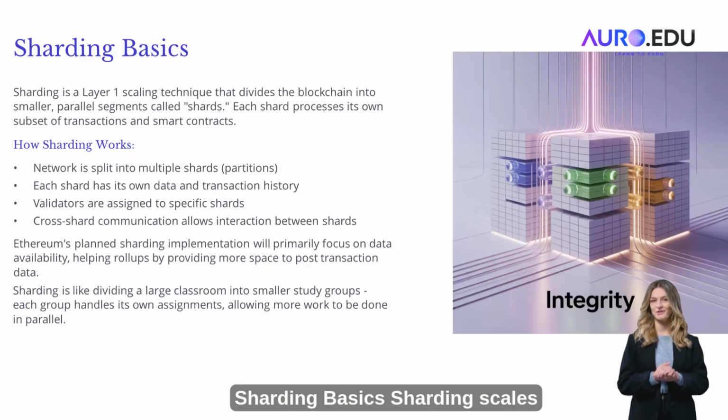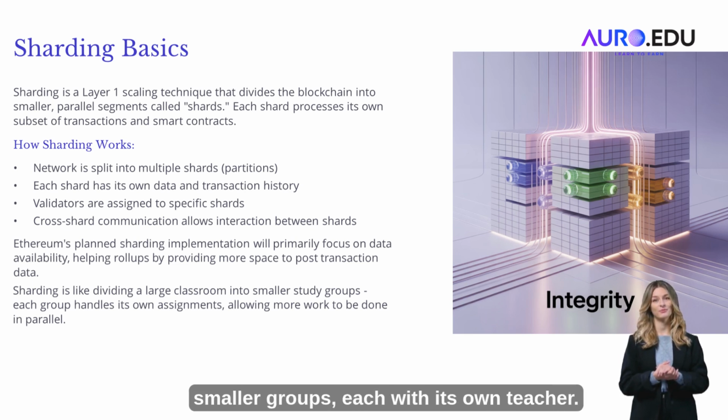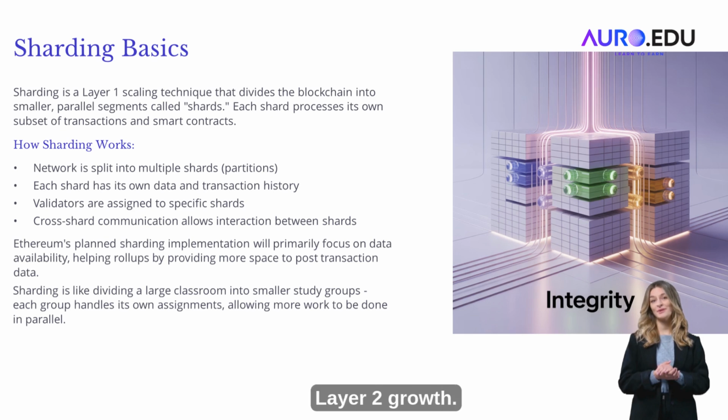Sharding basics. Sharding scales blockchains at layer 1. It splits the chain into smaller shards, each processing part of the load. This way, nodes don't handle everything. It's like dividing a big classroom into smaller groups, each with its own teacher. Ethereum plans to use sharding to support Layer 2 growth.